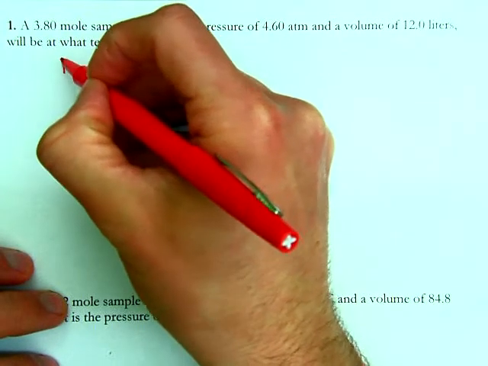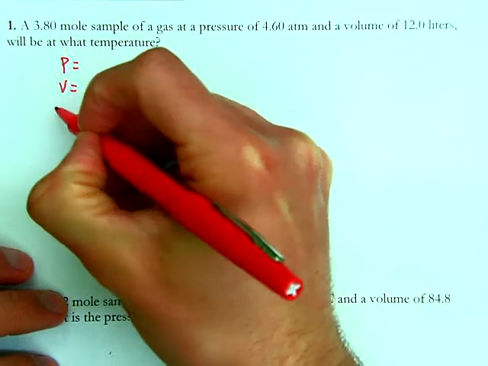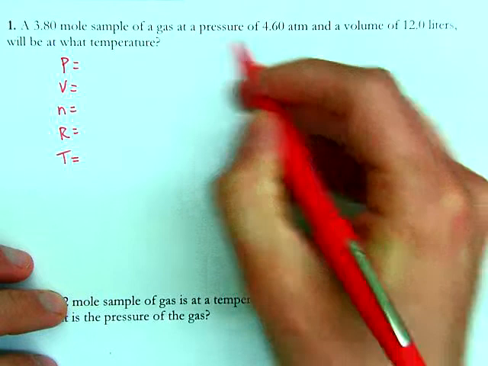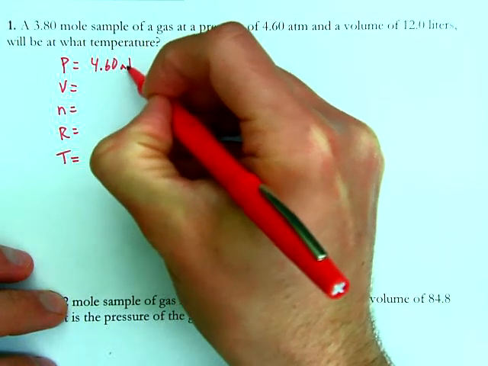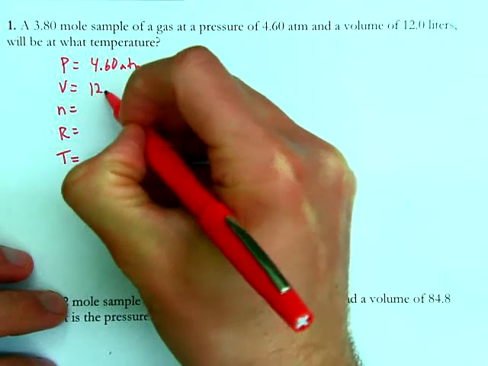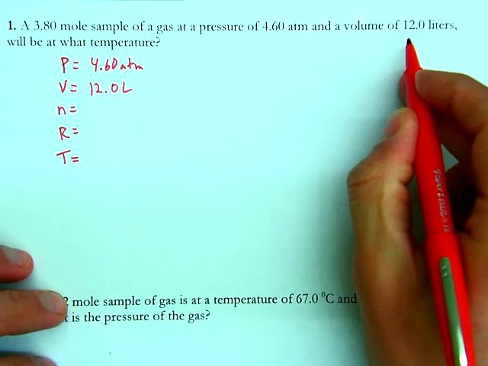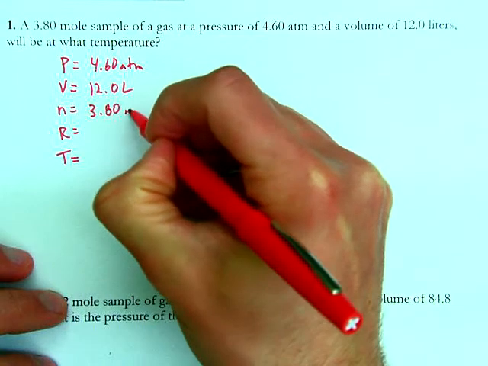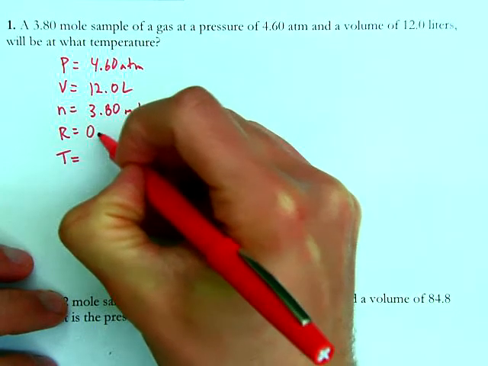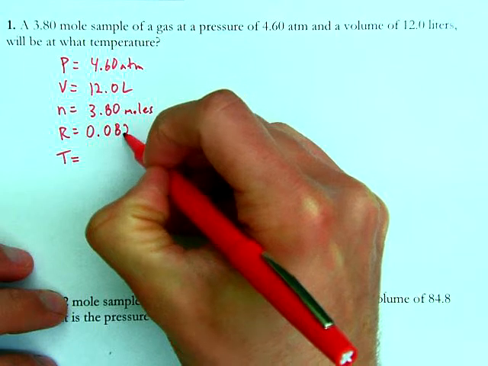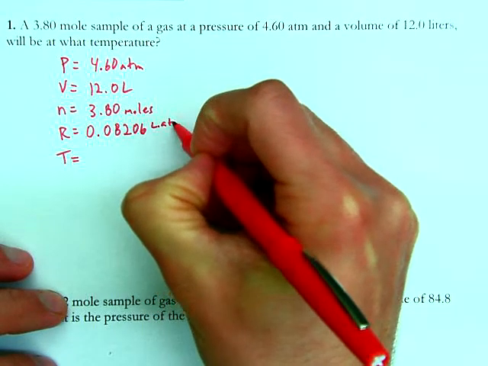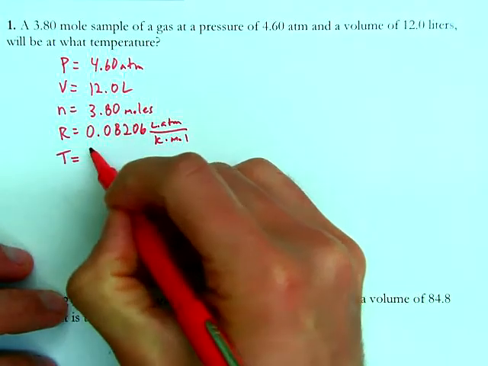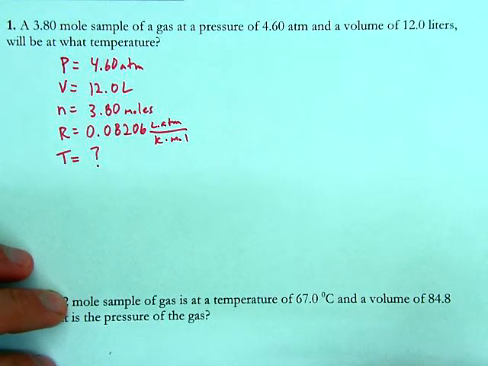So just like always, I am first going to identify what I do know and what I don't know. What are each of the variables? Okay, so the pressure is 4.6 atm. The volume is 12 liters. n is the number of moles, so that's 3.8 moles. R is the same number every time, the universal gas constant, 0.08206 liter atmospheres over Kelvin mole. And T is the unknown. Temperature is what we're solving for.